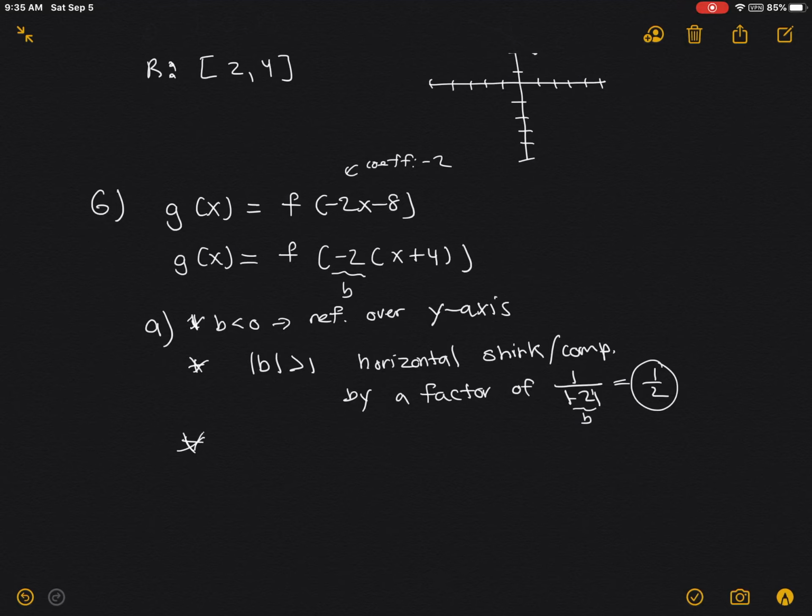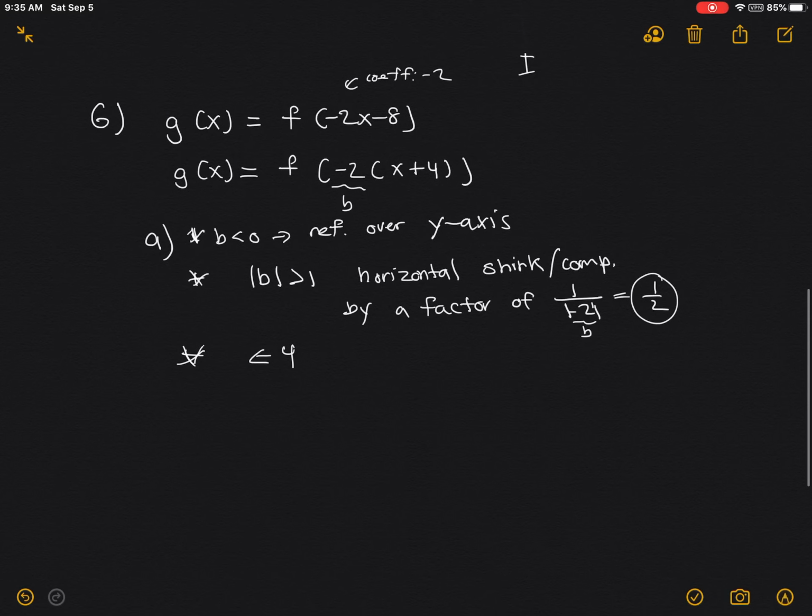All right, so last but not least, right, this shifts the graph 4 units to the left. Okay, so you state those 3 things. You're done with part A. Part B, again, I need to figure out what I need to do with the coordinates, right, with my x values and my y values.